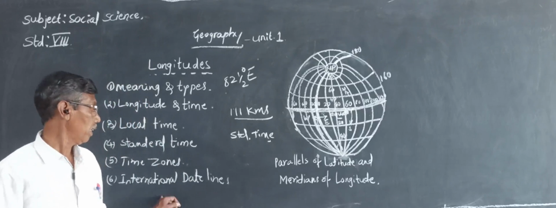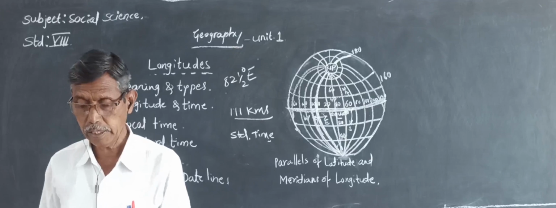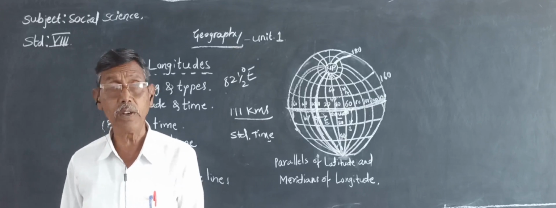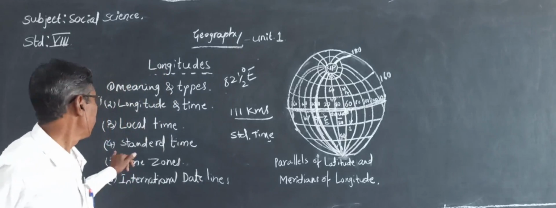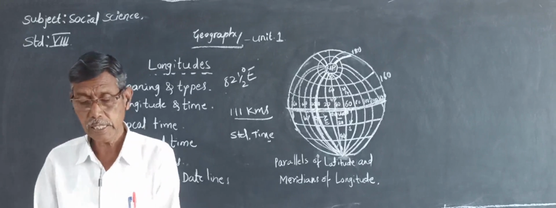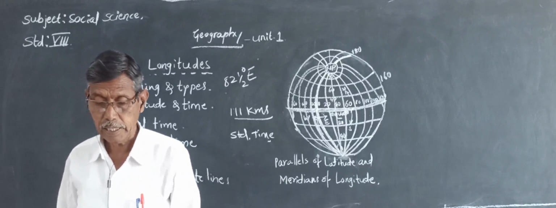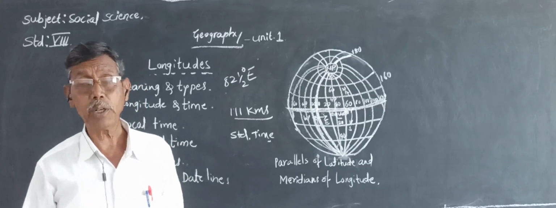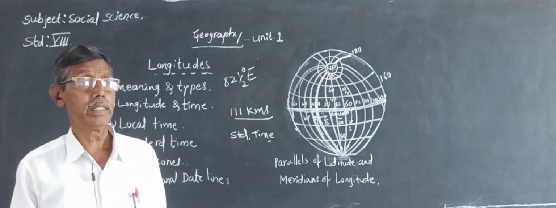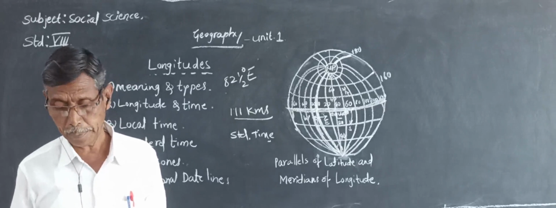Now, the international date line. Here the problem of time within a country of the world was solved by making standard time, local time and time zones. Now another problem: the circumnavigation of the world brought a new problem.